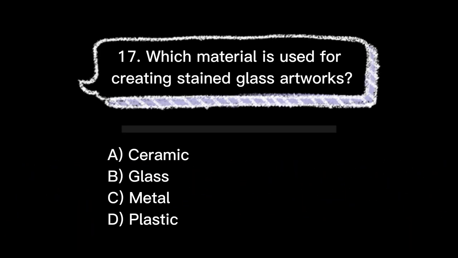Seventeen. Which material is used for creating stained glass artworks? A. Ceramic. B. Glass. C. Metal. D. Plastic. In 10 seconds, which do you think is the correct answer?